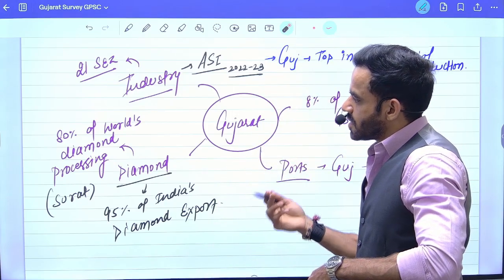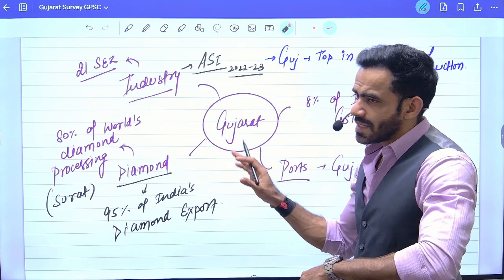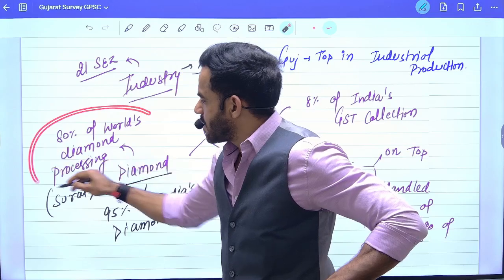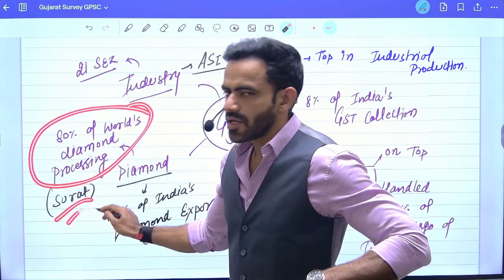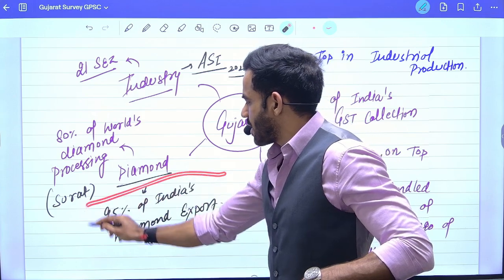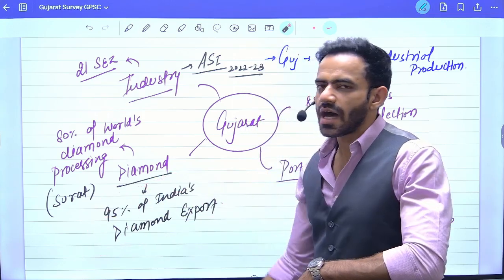Now, in terms of diamond, Gujarat is the leading player. Roughly 80% of the world's diamond processing is being done in Gujarat, specifically in Surat. And 95% of India's diamond exports are from Gujarat.